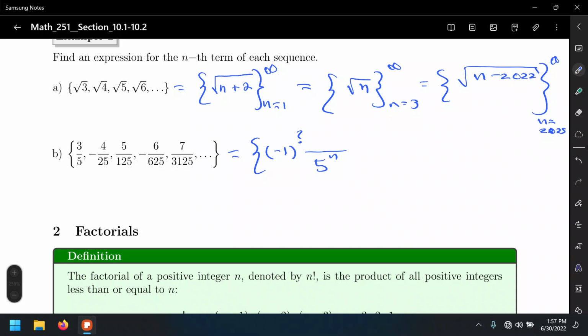Okay? Now, if we start our sequence here at n equals 1, well, I need an n over here in the numerator, but this n wouldn't be sufficient to turn the first term into a 3 in the numerator. I need something else. What is that? Plus 2. And plus 2.